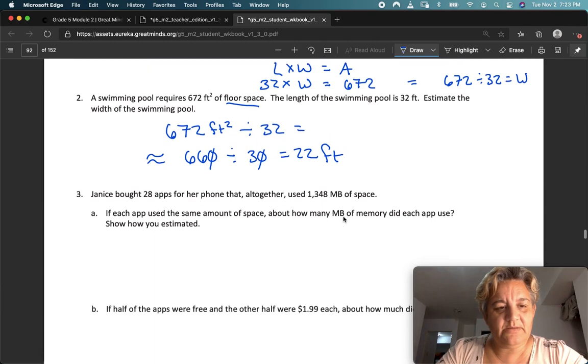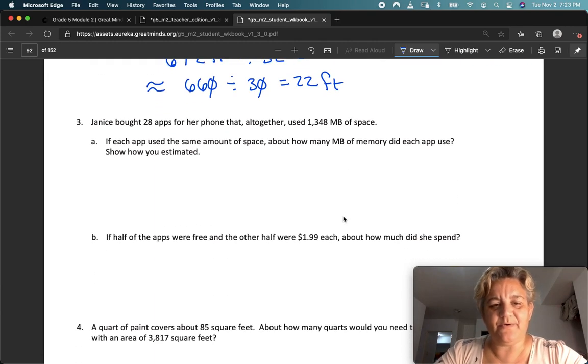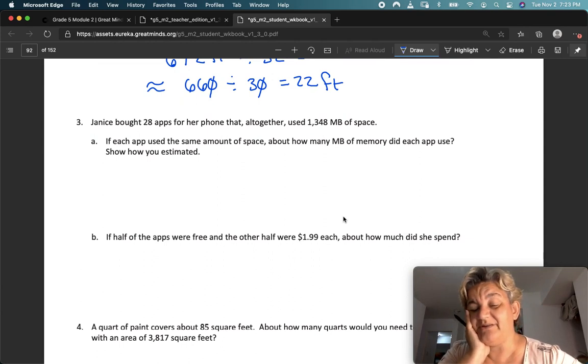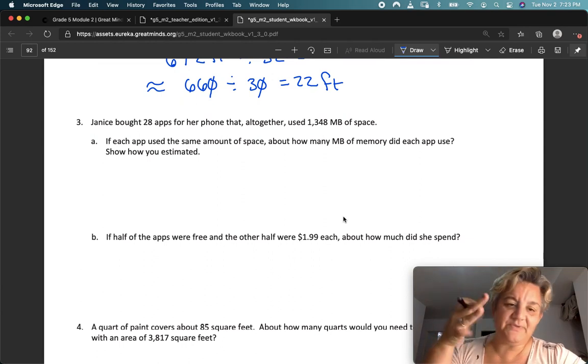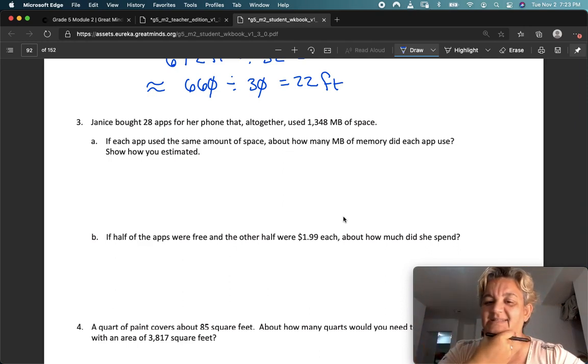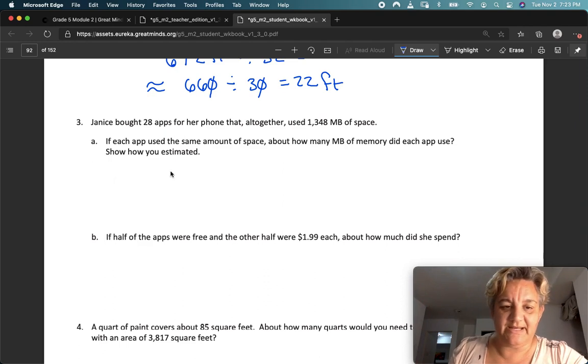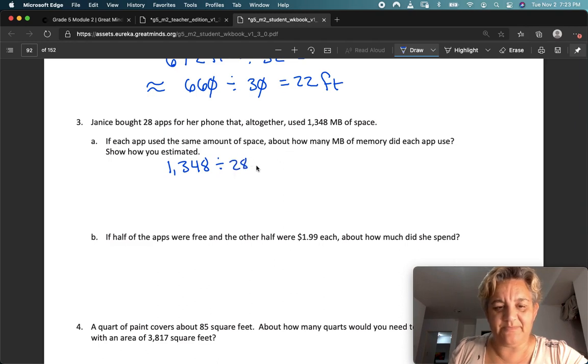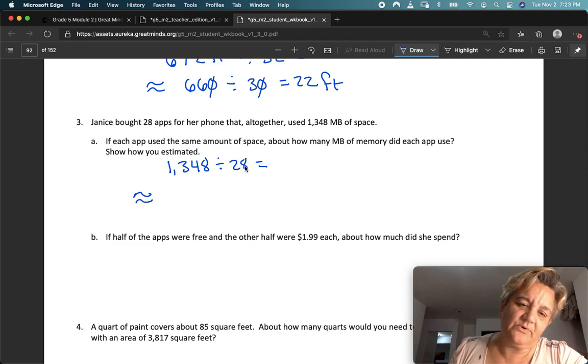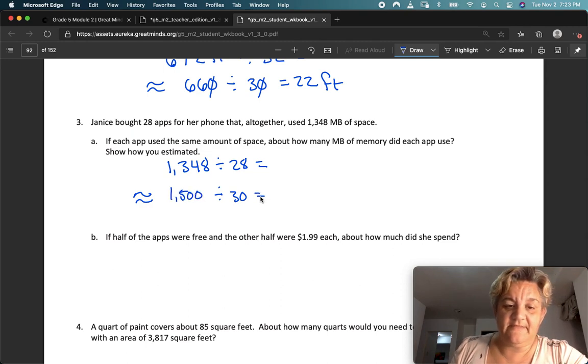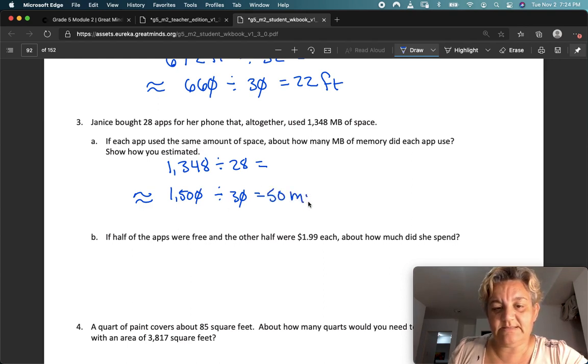Okay. Number 3, Janice bought 28 apps for her phone that altogether use 1,348 megabytes of space. If each app used the same amount of space, about how many megabytes of memory did each app use? Show how you estimated. So we're going to divide to find out how much space each app used. But we're estimating. So let's see. 3, I could roll that up to 330. Sorry. 3 into, let's say, 1,500. And that would equal, 3 goes into 15, 5, 50. So 50 megabytes.